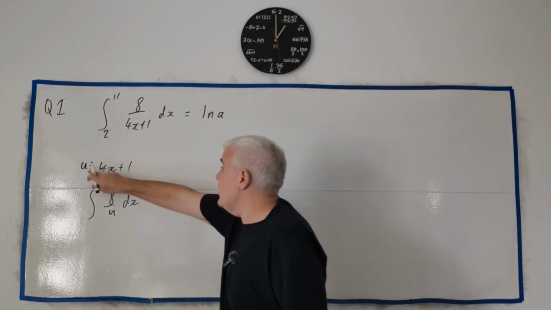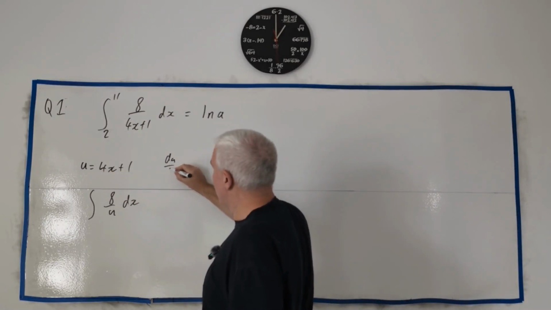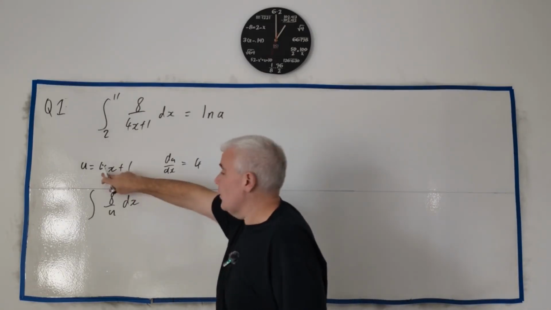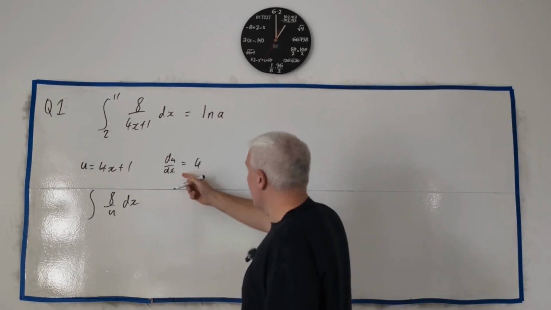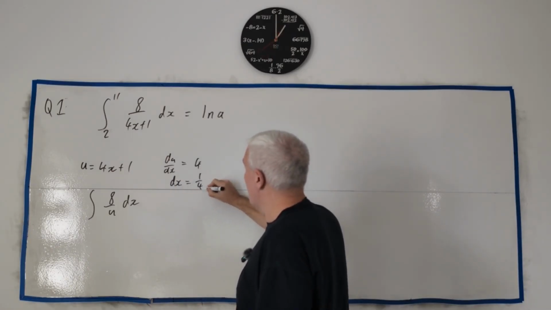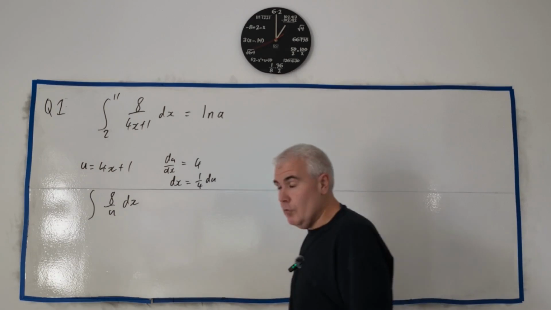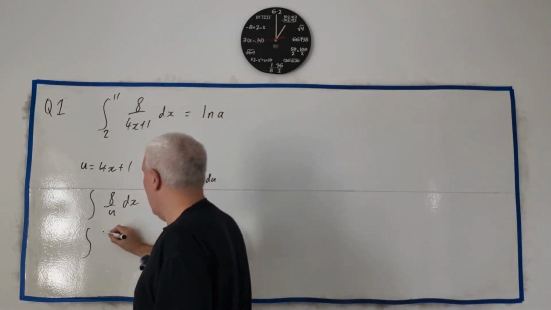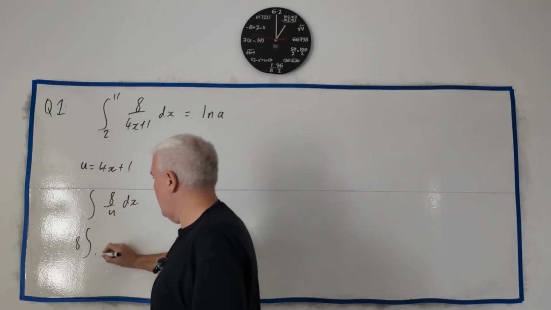To do that, we differentiate this: du/dx, and this is equal to 4, the derivative of that. Rearrange that so dx is on the top, and we'd get dx is equal to a quarter du. That's good. I can now replace dx here. 8 can come outside as well while we're at it.